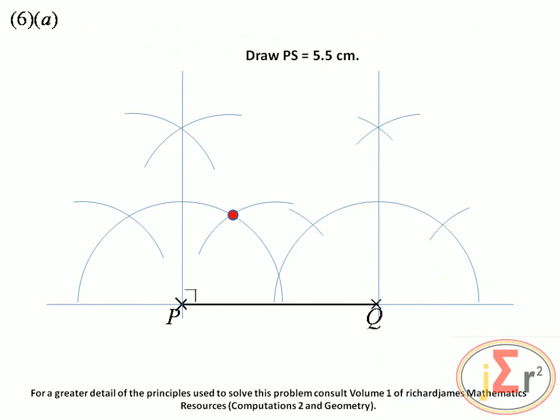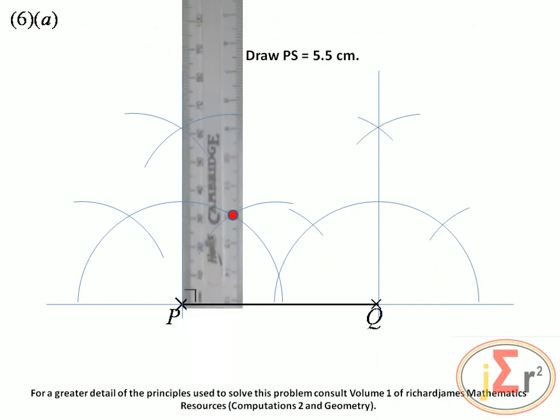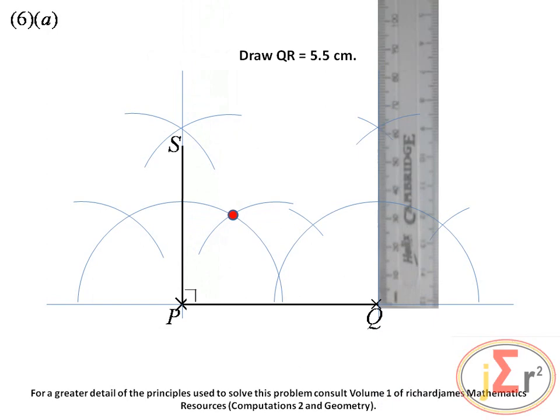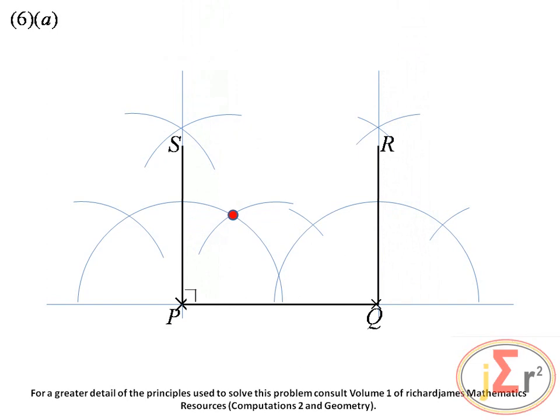Draw PS equal 5.5 centimeters. And draw QR equal 5.5 centimeters. Right. Then, of course, complete the rectangle PQRS. And that's all there is to it.